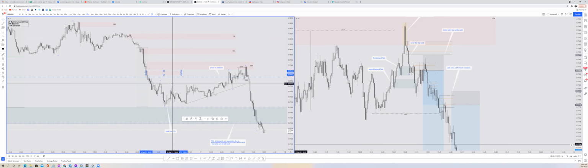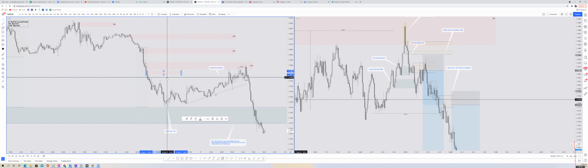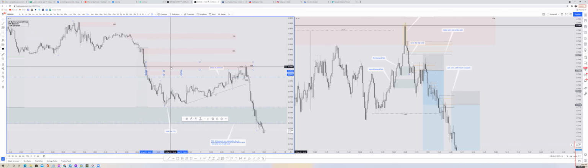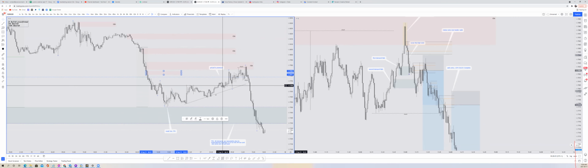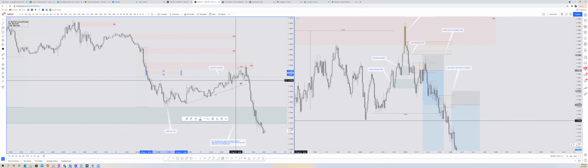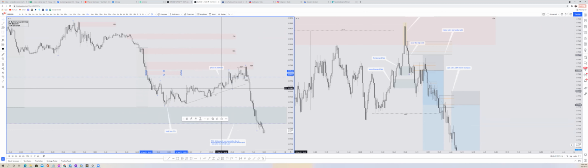But how you select a supply: a good supply should come from the premium if we're selling. Now, if this fails to reach premium and price starts going down and taking out demands here, as long as a 15-minute chalk is completed, it's worth trying to sell. It might take you out because it's in discount, or it might go.